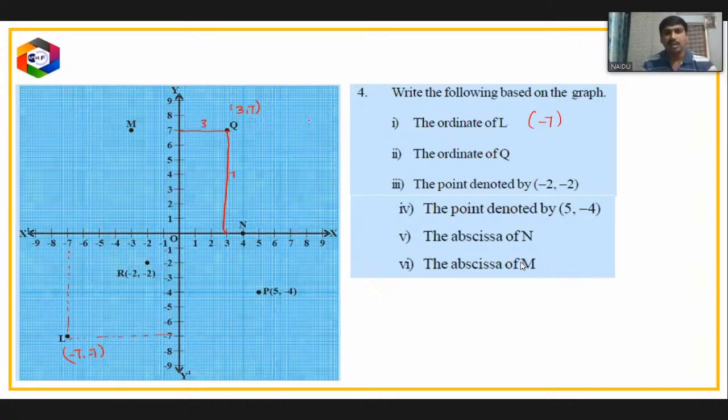So in this question the ordinate of Q is asked. Ordinate means second value or y coordinate. So here also the answer will be 7.